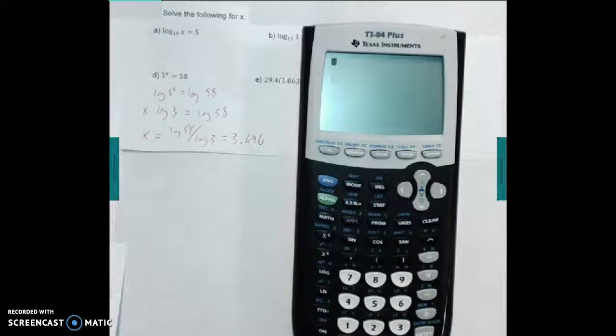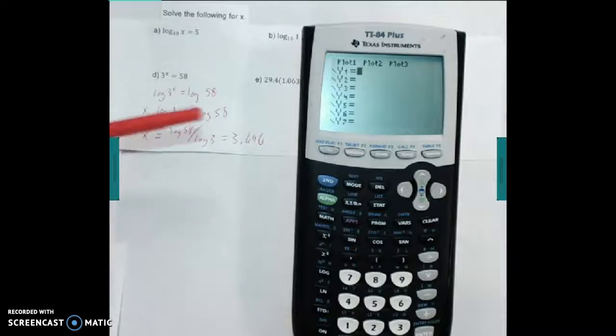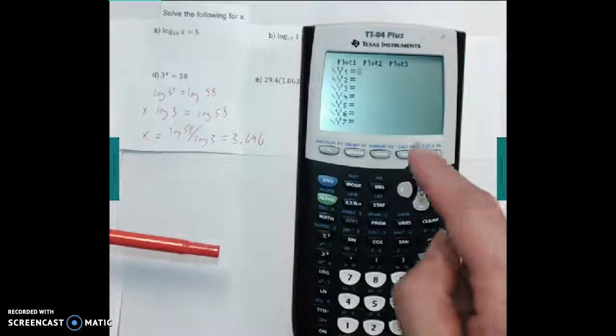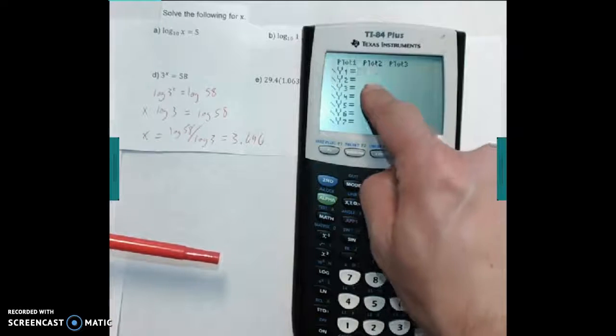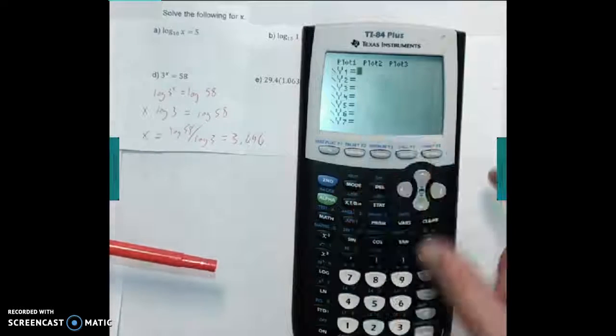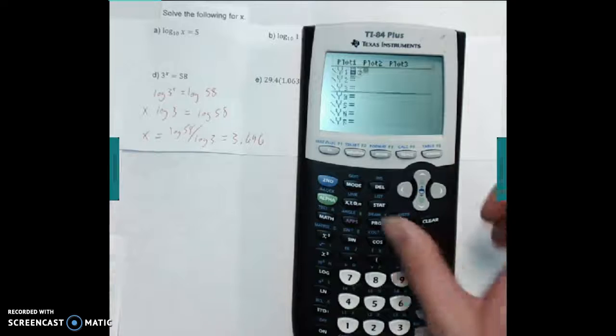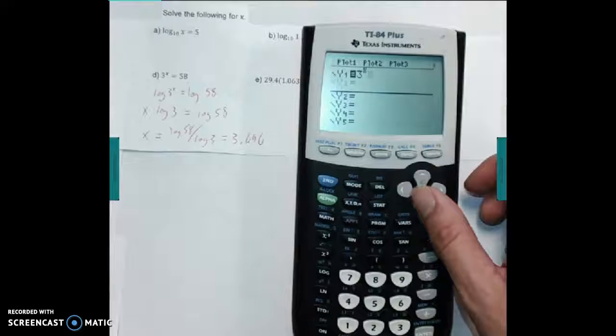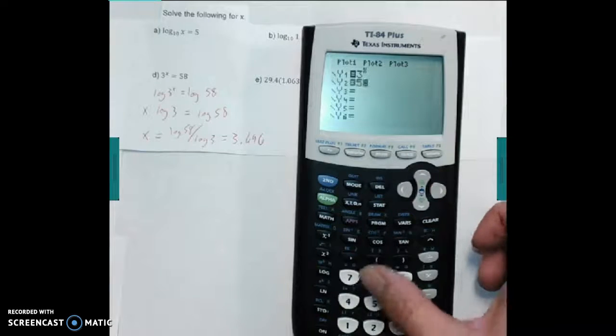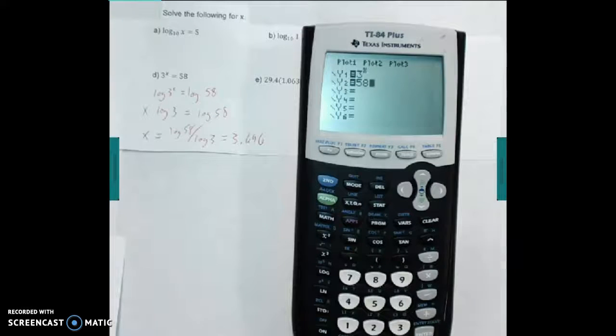The first way I want to show you is my favorite, which is graphing. So if I go to y equals here, you can essentially solve any function you'd like by typing in the left-hand side of the equation into y1 and the right-hand side into y2. So if I type into y1 3 caret x, or 3 to the x power, and into y2 58, I simply want to graph these things and find the value of x where they intersect. A solution to any equation is simply where the 2 equations cross.